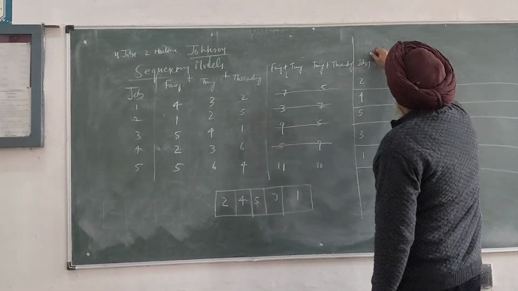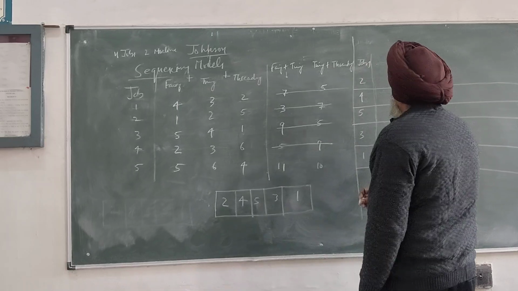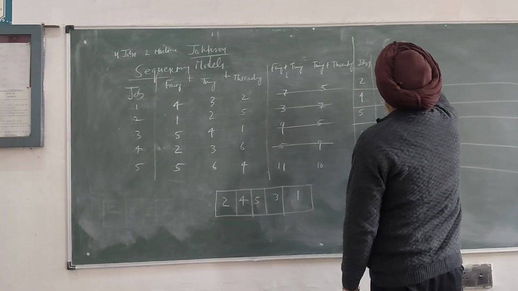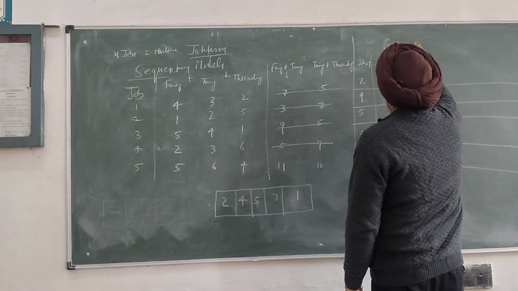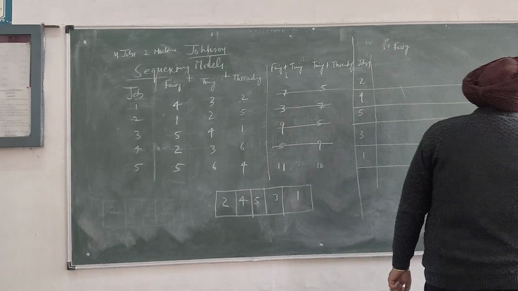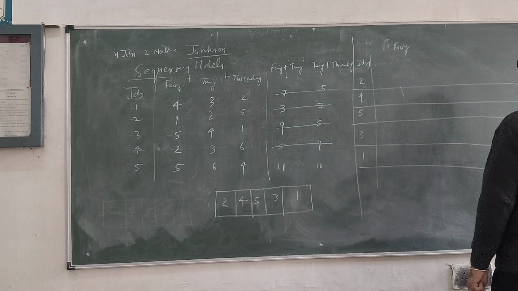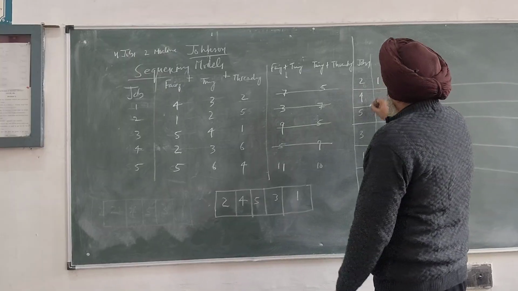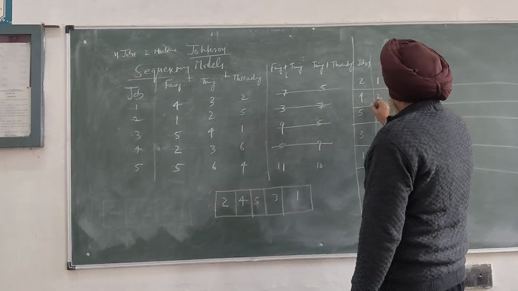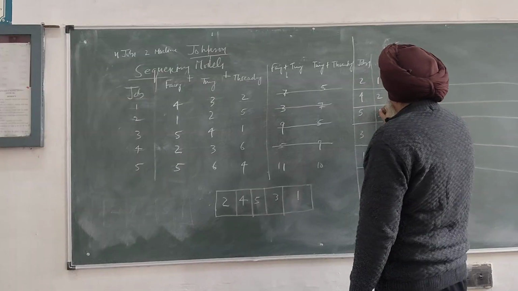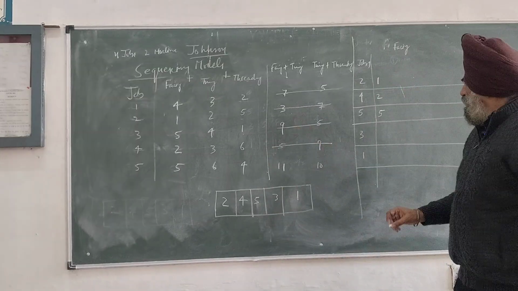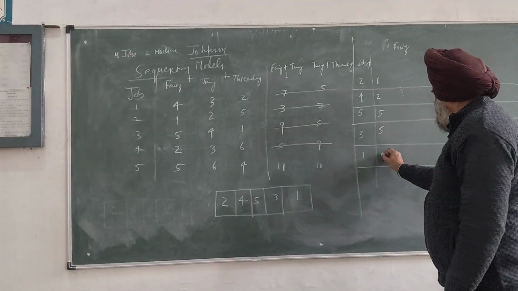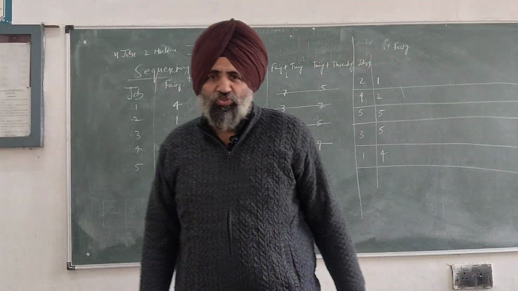Clear? Now, what should be the order? I mention it here as facing. What is the time for facing? For job number 2, it is 1. For 4, it is 2. For job number 5, it is 5. For job number 3, it is 5 minutes. For the last job, it is taking 4 minutes. Is it okay so far?